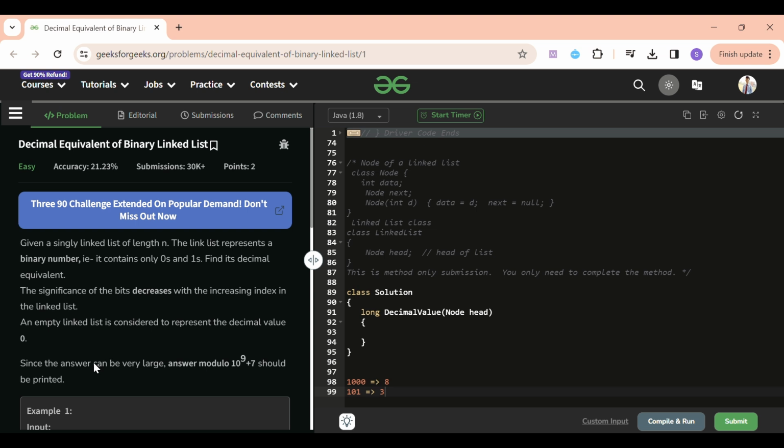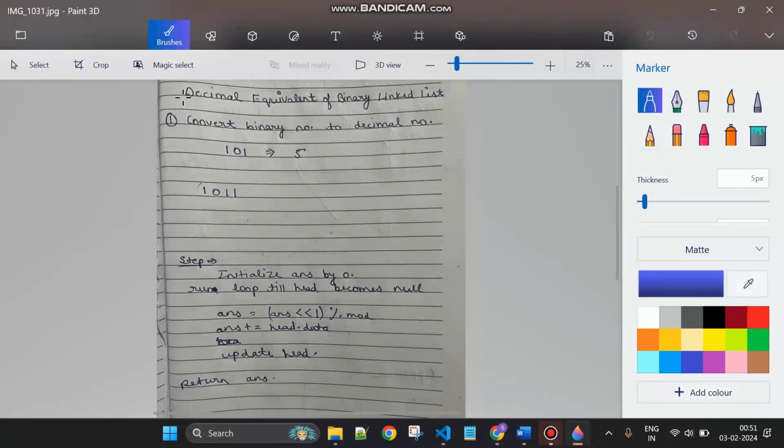As usual, I have written something for you, so let's jump on to the notes section, where we will think how we are going to solve this. Decimal equivalent of binary linked list. If we summarize, we have to convert the binary number to the decimal number. So 101, we can represent it as 5.